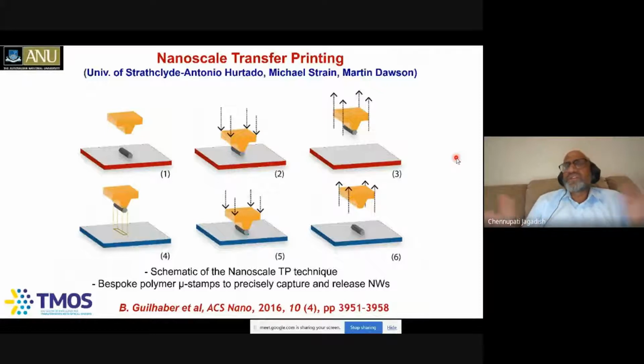So what are we doing with these nanowire lasers? This is collaborative work with my colleague Professor Martin Dawson's group at the University of Strathclyde. They developed a technique called nanoscale transfer printing. They use a PDMS stamp to pick up the nanowires and drop them at a precise nanoscale location wherever you want. A research fellow, Dr. Benoit Guilhabert, has spent a lot of time in their group, along with Professor Antonio Hurtado and Professor Michael Strain, developing this technique.